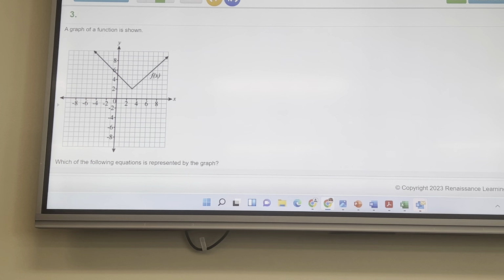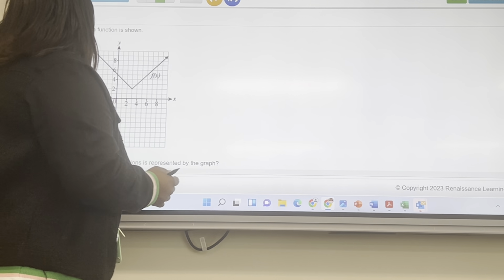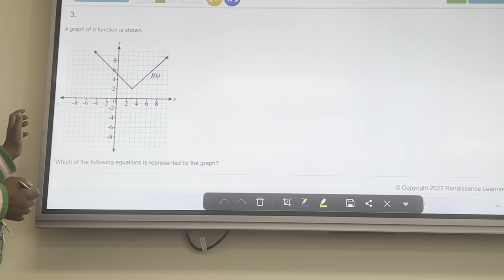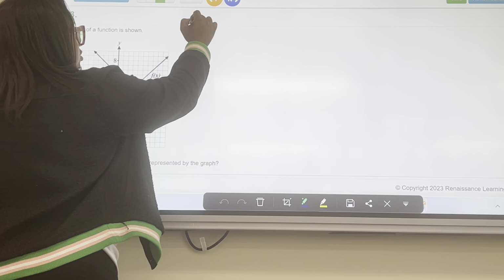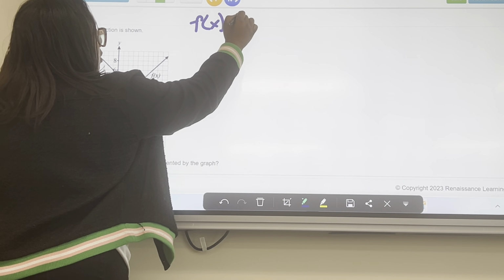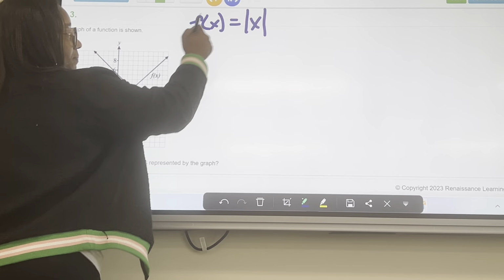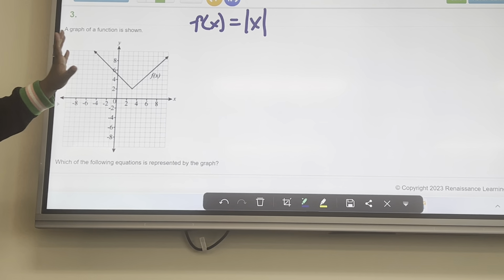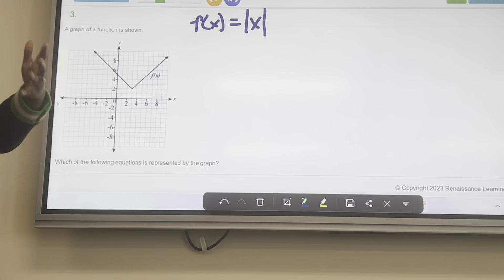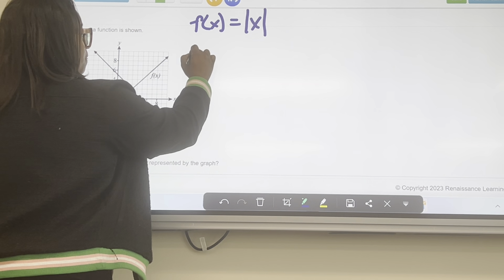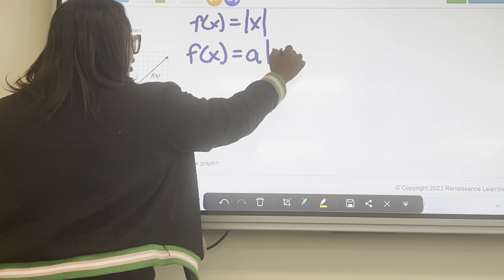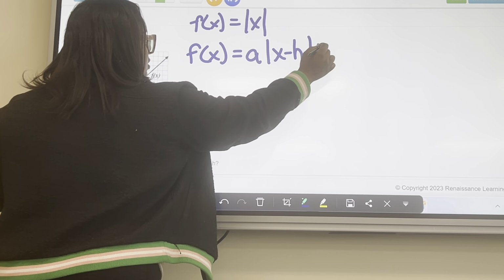So when I taught this to you guys, I taught it to you from the transformative function. For absolute value, we know the parent function is f of x equals the absolute value of x. That's the parent function. But if I start to transform and reflect and shift left, shift right, move up, move down, then I have to add other parameters to this equation. And it becomes this function: f of x equals a times the absolute value of x minus h, plus k.